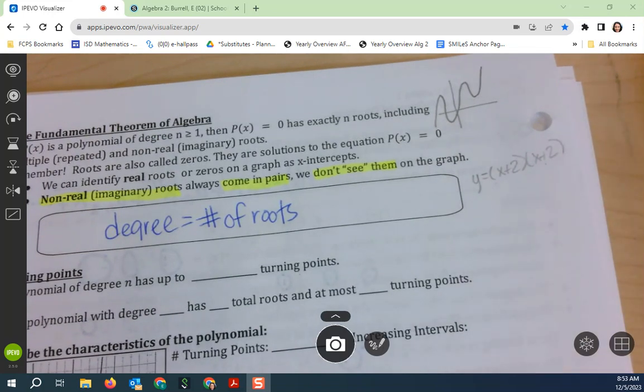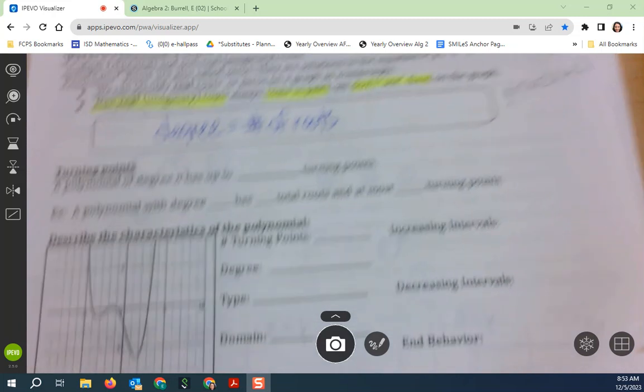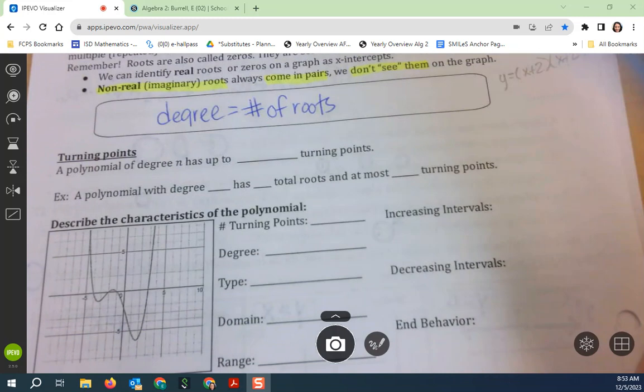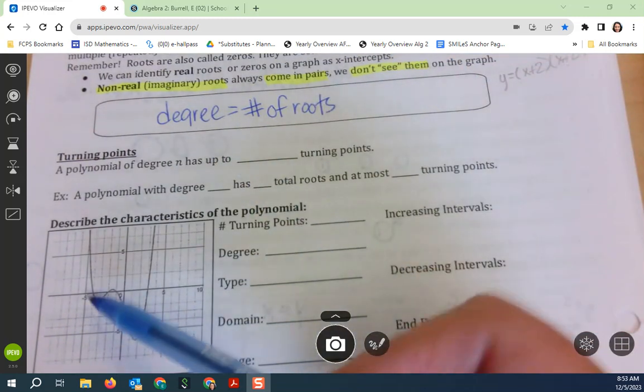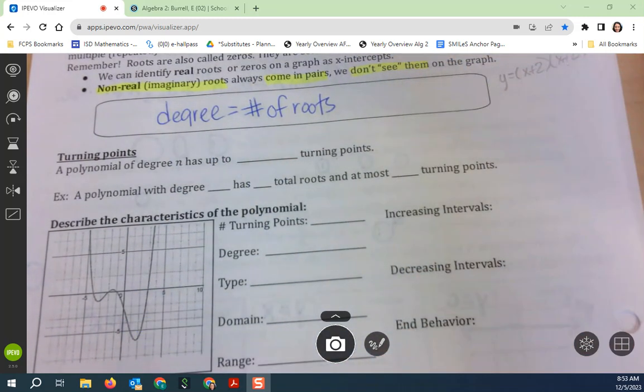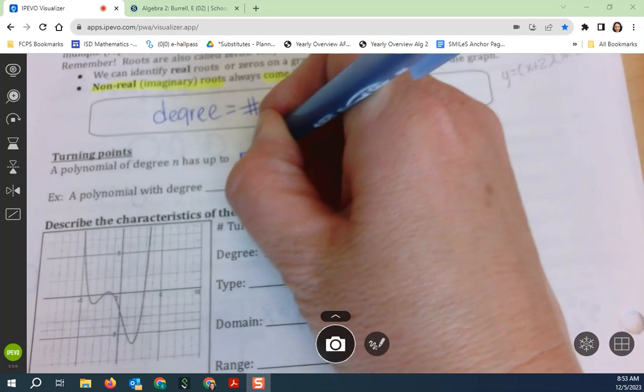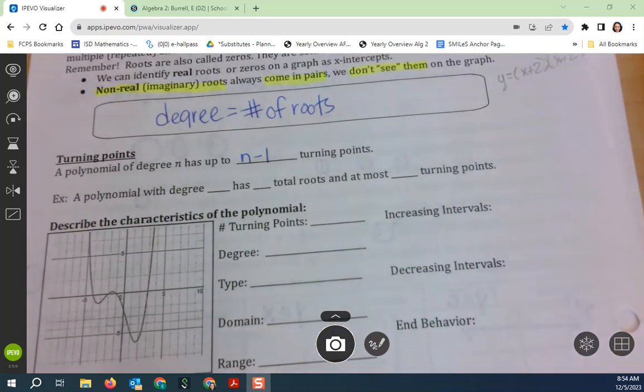All right, another way you can know about the degree is by the turning points. So notice that my function here has 1, 2, 3, 4 x-intercepts. Sorry, you can't see that. It's over here. 1, 2, 3, 4 x-intercepts. So it might be degree 4. But it also has 1, 2, 3 turning points. So the number of turning points is 1 less than the degree. But it's not exactly that. I'll tell you that in a second. So it has up to n minus 1 turning points.